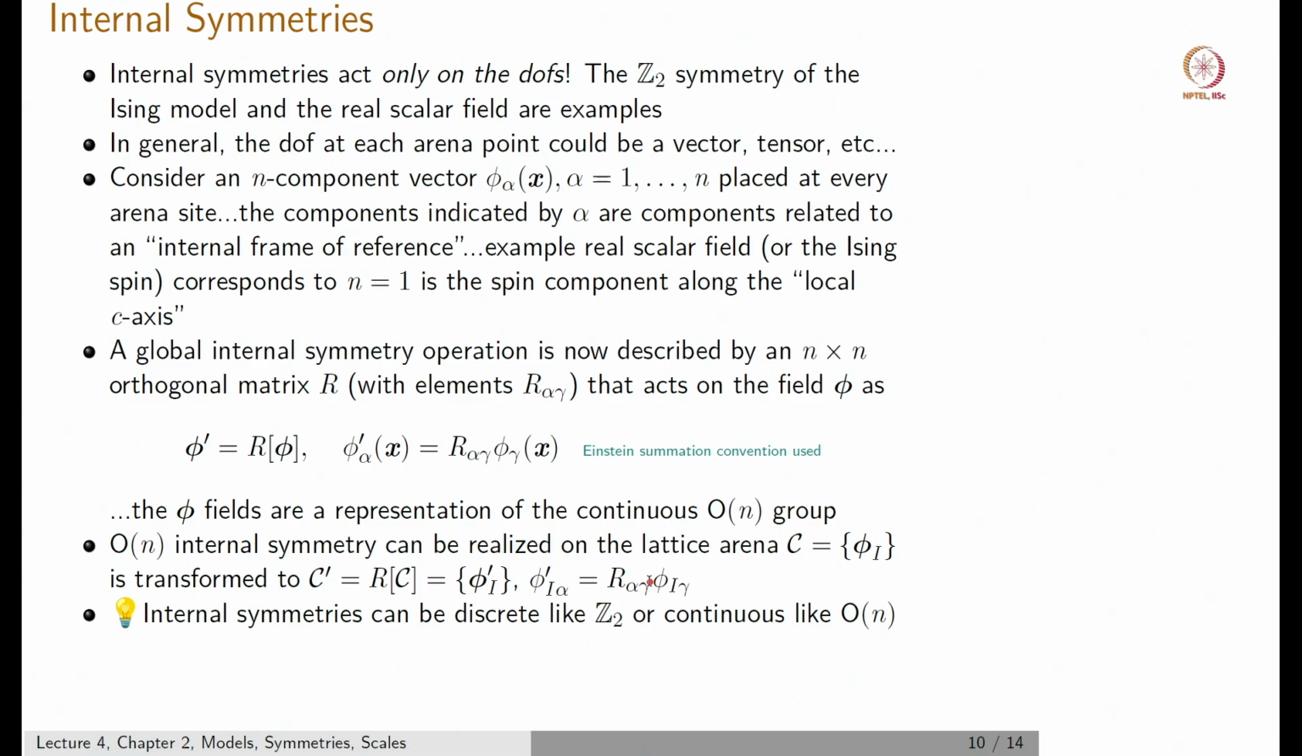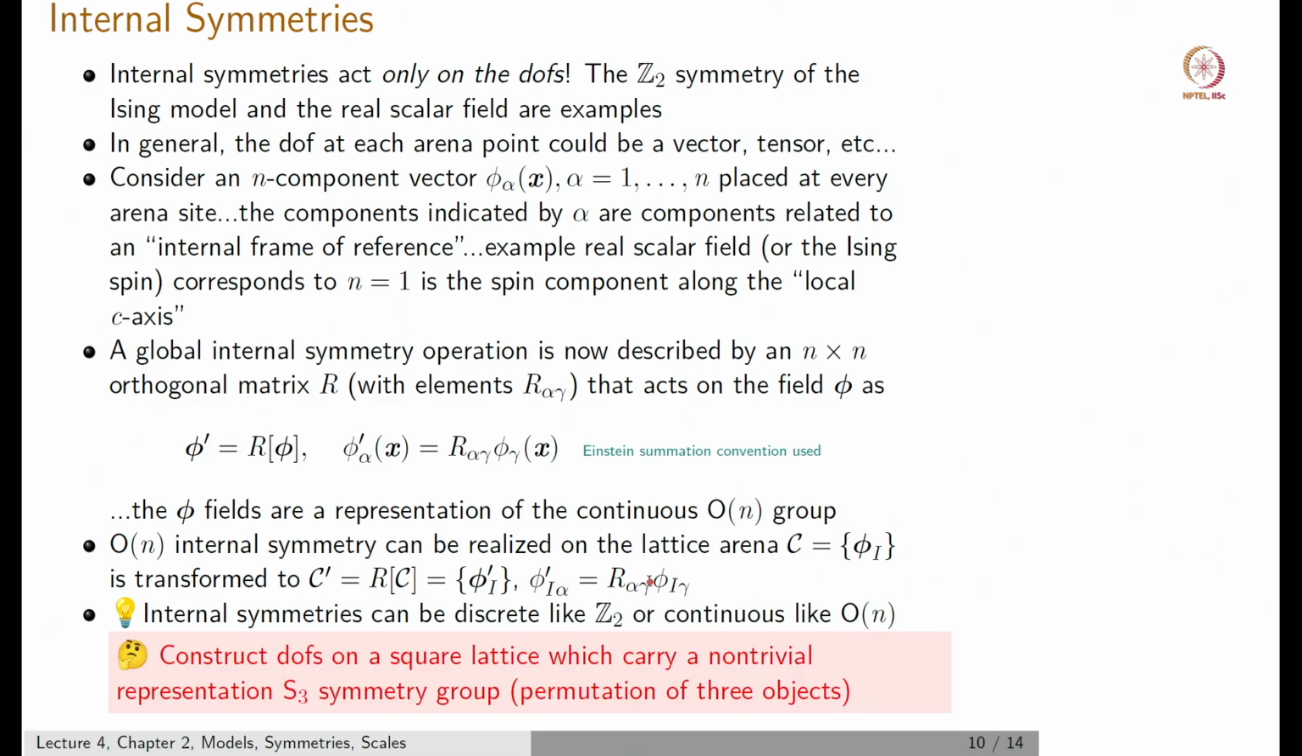So, like I pointed out, internal symmetries can be discrete or they can be continuous, like O(N) when N is greater than or equal to 2. Okay. So now I will invite you to work out an interesting problem. Try to attach degrees of freedom on the sites of a square lattice, which transforms as a non-trivial representation of S3. S3 is the permutation group of 3 objects. You can also think of it as the symmetry group of an equilateral triangle.